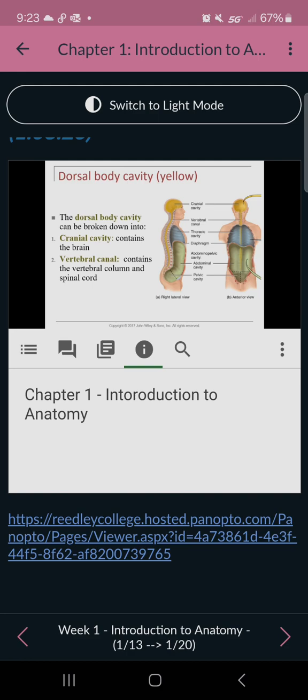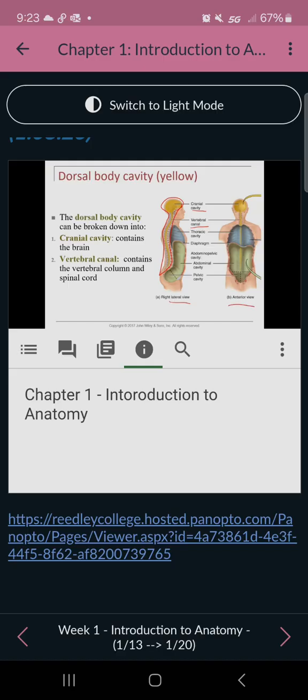First, we're going to talk about the dorsal body cavity, which is in yellow. The dorsal body cavity can be broken down into the cranial cavity and the vertebral canal. So it's going to be this whole yellow section, cranial cavity and the vertebral canal.